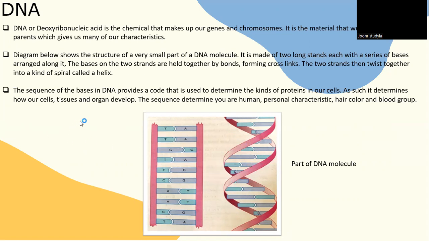The sequence of the bases in the DNA provides a code that is used to determine the kind of protein in our cells. As such, it determines how our cells, tissues, and organs develop. So the sequence determines that you are human, not a tree, not others. It also determines your personal characteristics, like hair color and blood group.